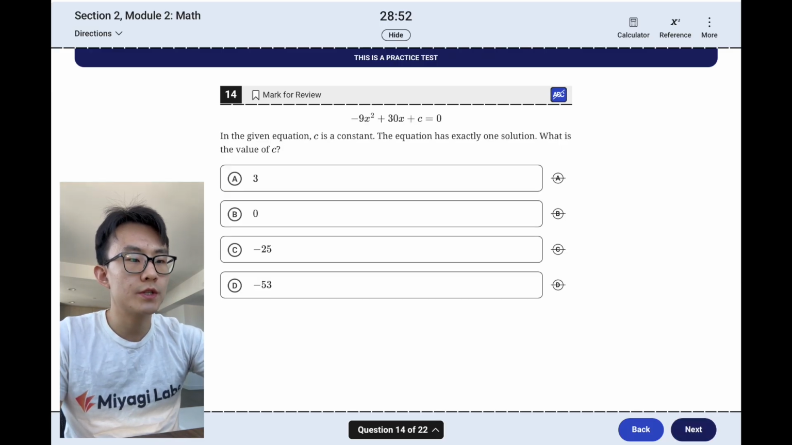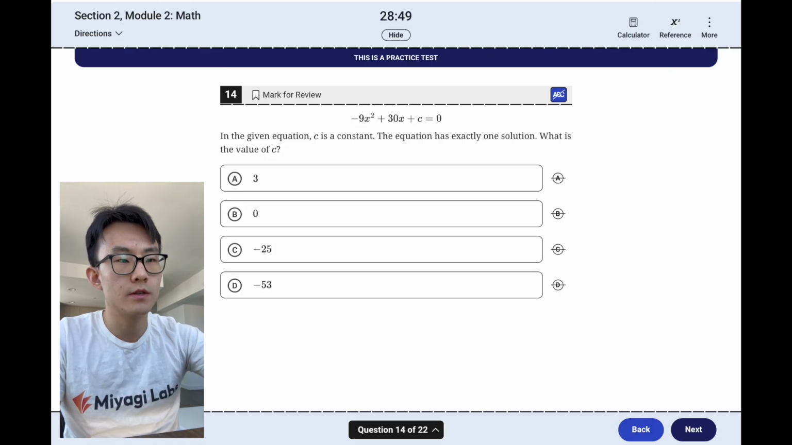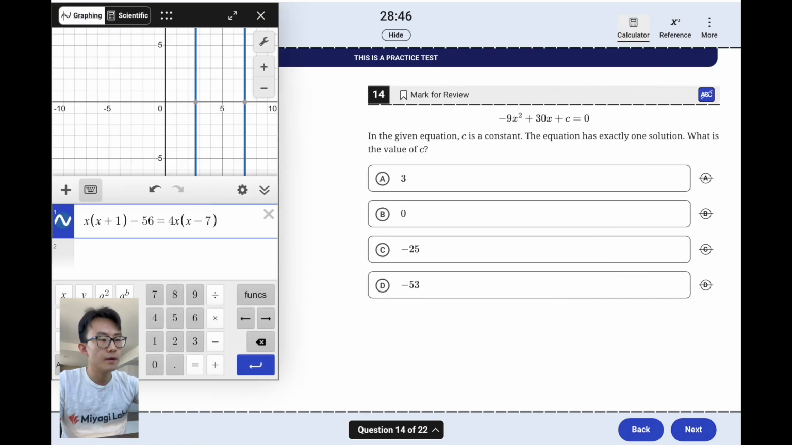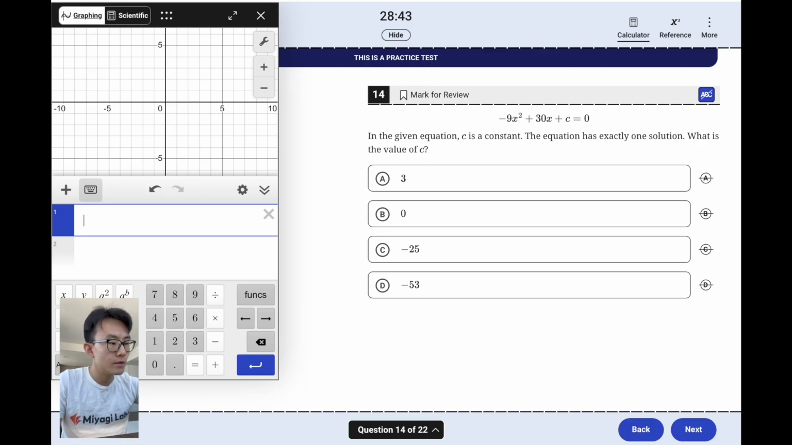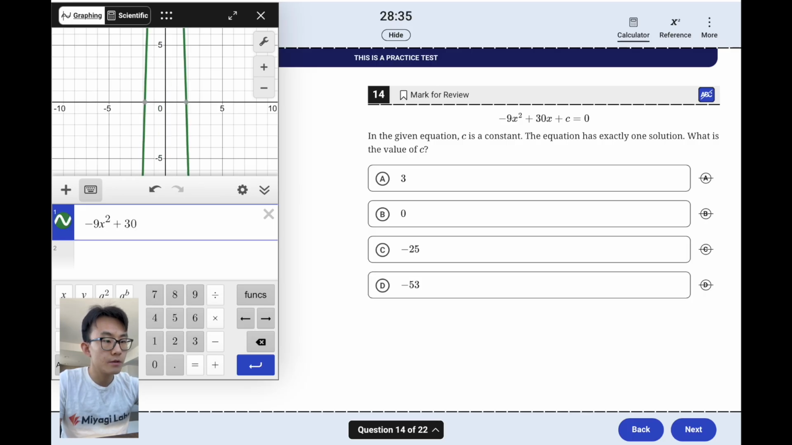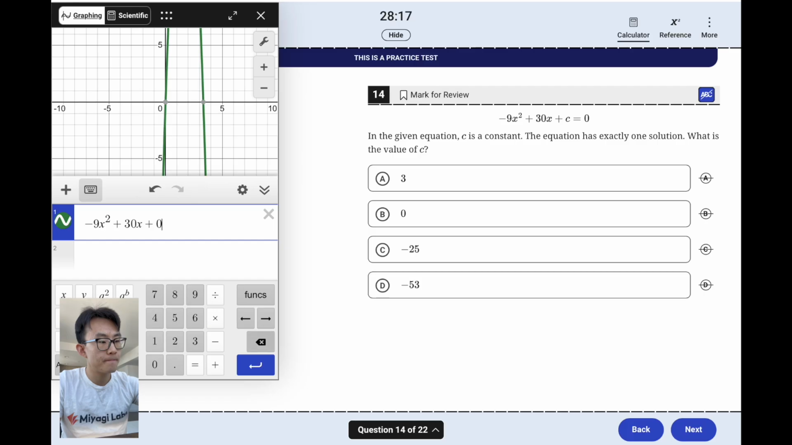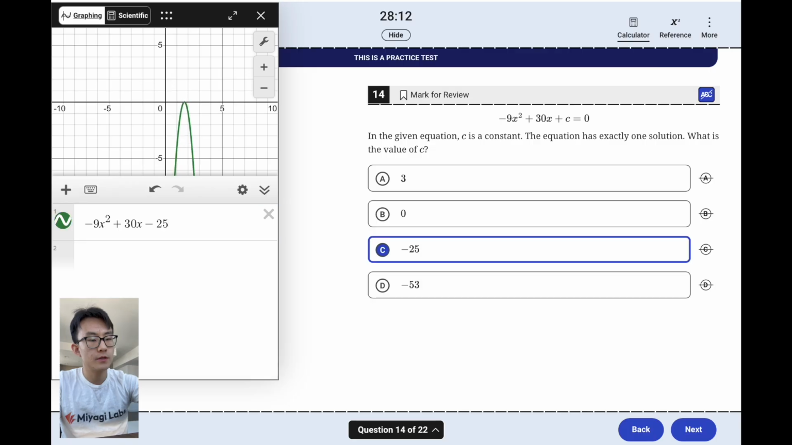Exactly one solution. What's the value of c? We can just plug it into Desmos. I guess it's probably the quickest. Negative 9x squared plus 30x plus, let's say 3, equals 0. This has 2, this has 2, it seems. This has 2. This seems to have 1, so it's got to be this.